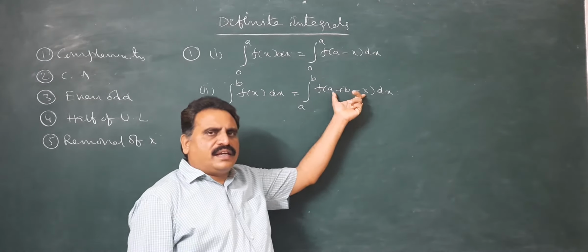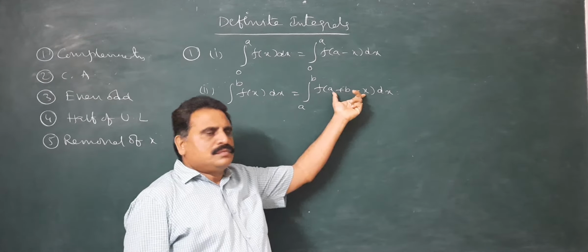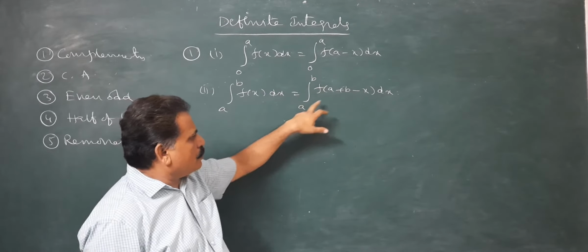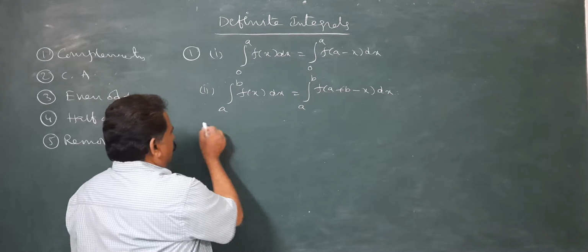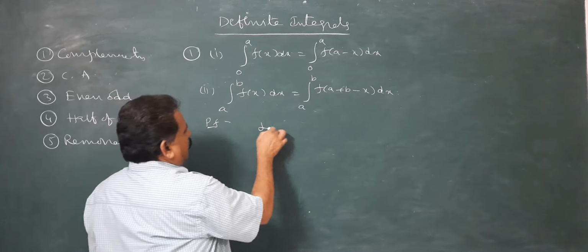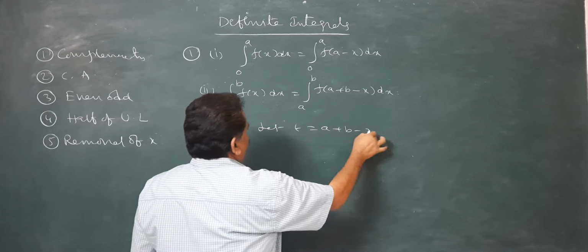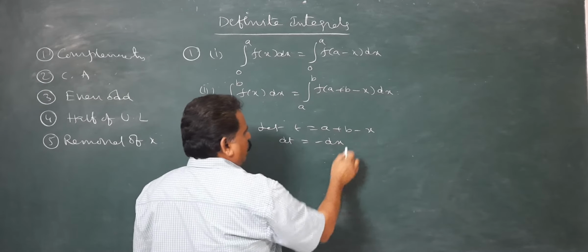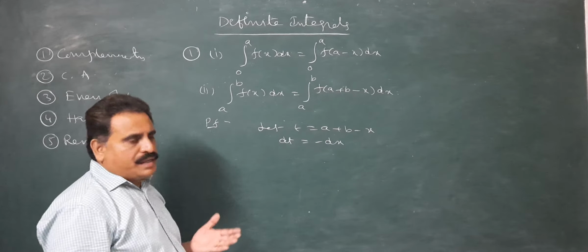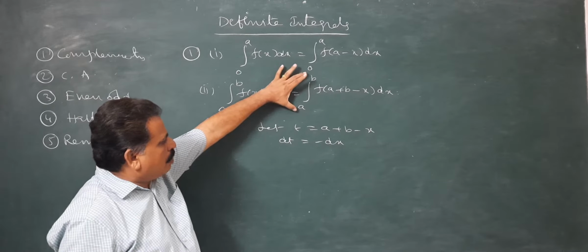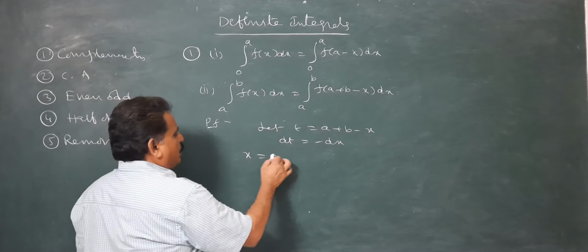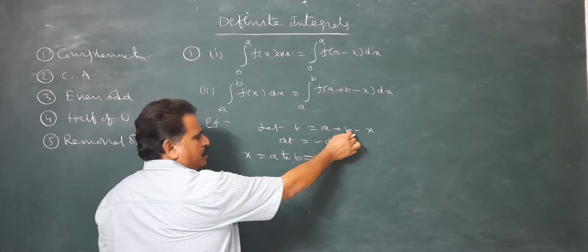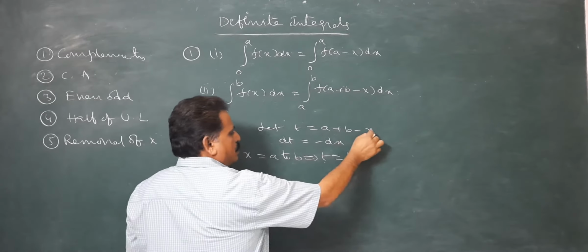Taking a plus b minus x as t, the limits also stay the same, a to b. The limits change actually: if you substitute x equal to a, we get b. Proof is also simple. Let t equal to a plus b minus x. dt equals minus dx, that means dx equals minus dt. Now change the limits. We take the RHS. In the RHS, x varies from a to b, which implies t varies from: substituting x equal to a in the lower limit, we get b; for the upper limit b, we get a.